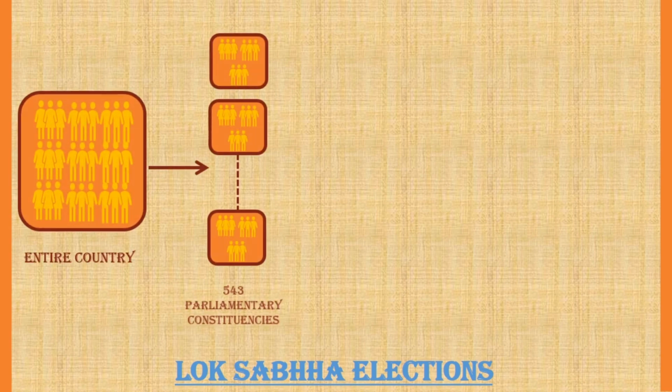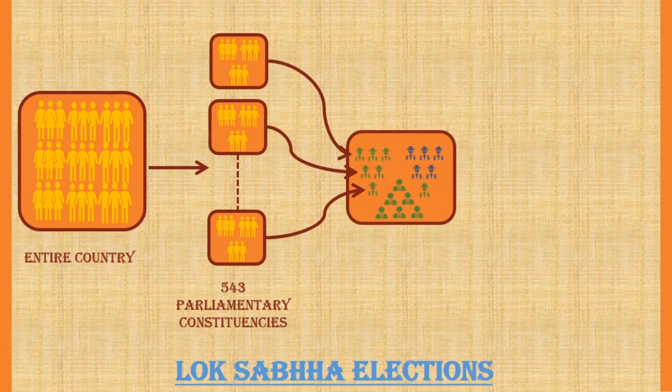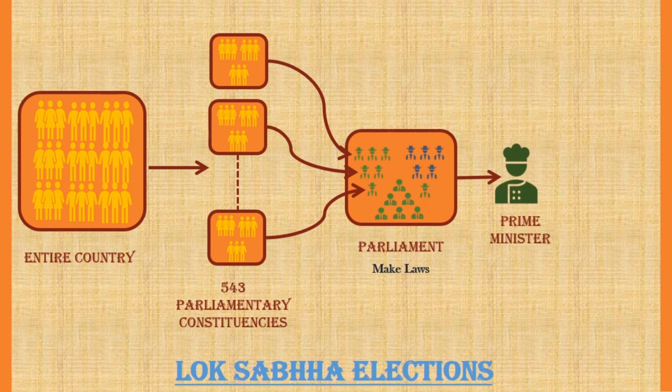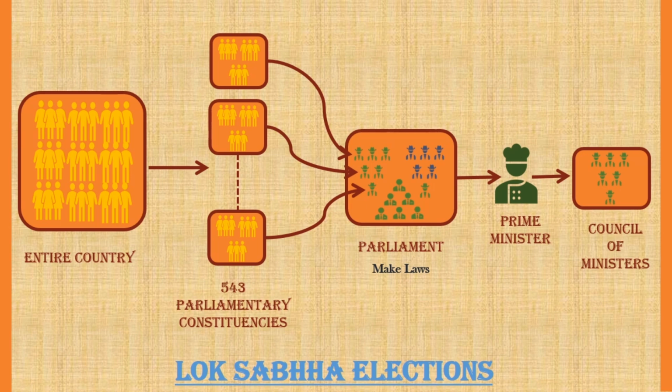Let us understand the need of elections with the help of Lok Sabha elections in India. The entire country is divided in 543 parts, and these 543 parts are called constituencies. Now, people from each of these 543 constituencies elect one leader and send him to the parliament. These elected leaders in parliament make laws for the country. Now, the party whose members are in majority in Lok Sabha will decide who will be the Prime Minister of the country. The Prime Minister selects a few leaders from parliament and make them minister.